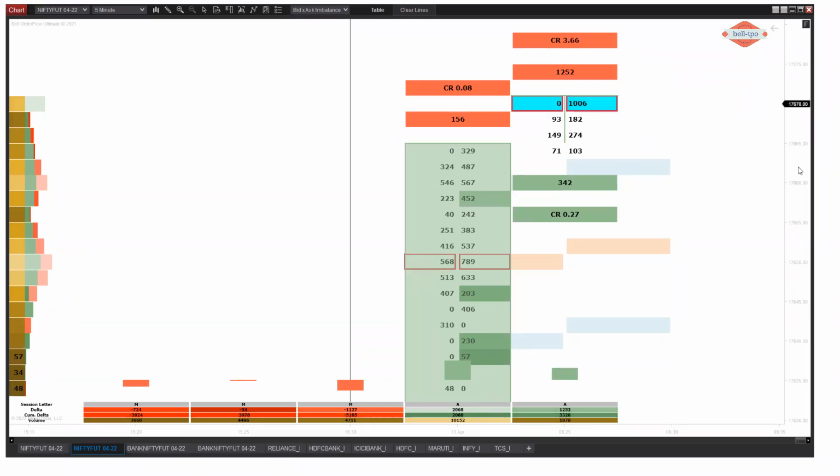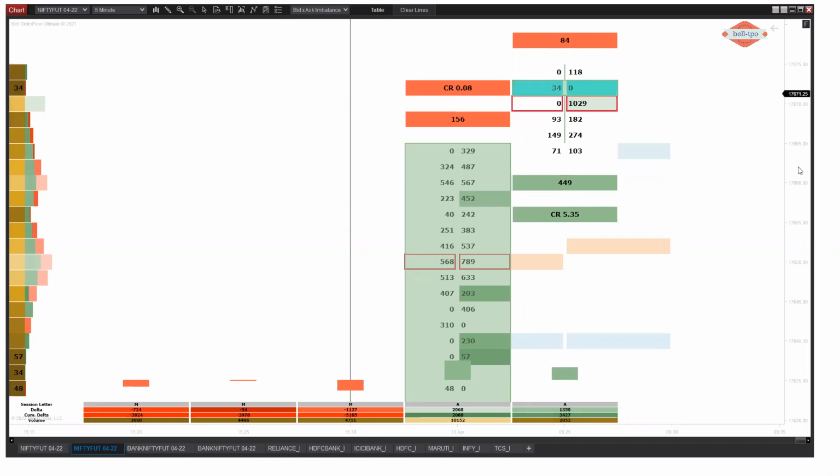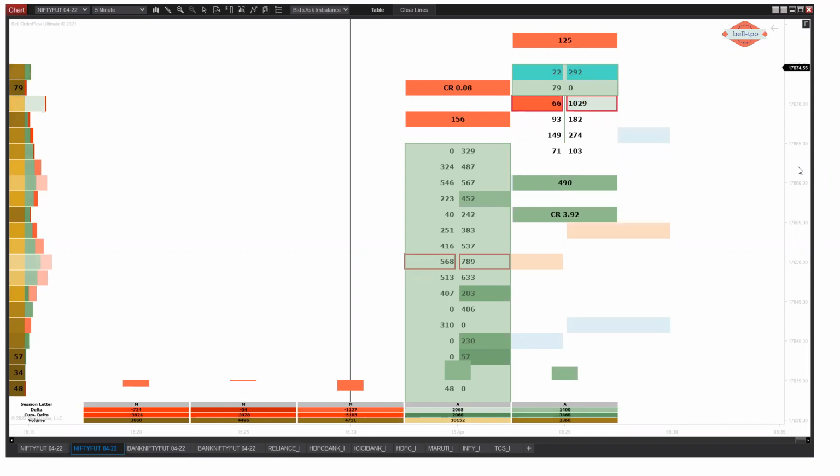Some places you're going to see highly crowded areas. Some places you're going to see thinly crowded areas. Some places you're going to see sudden volume coming in. Some places you're going to see sudden big commitments from the institutions coming in.